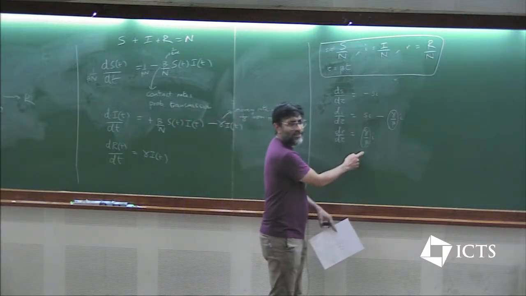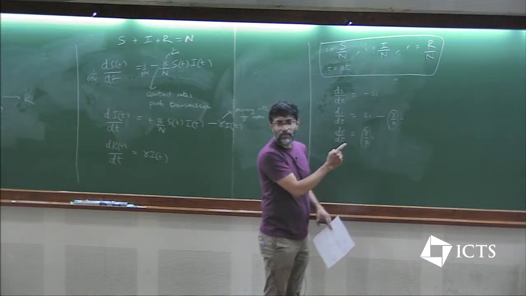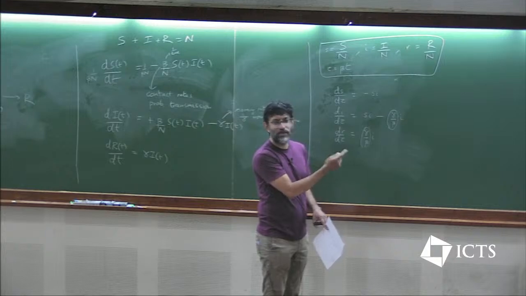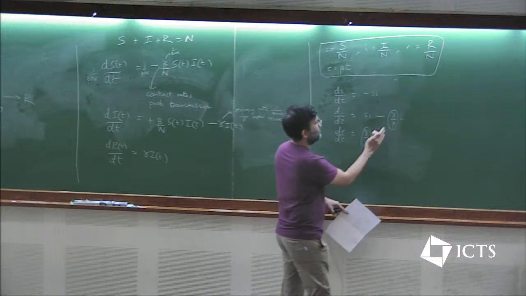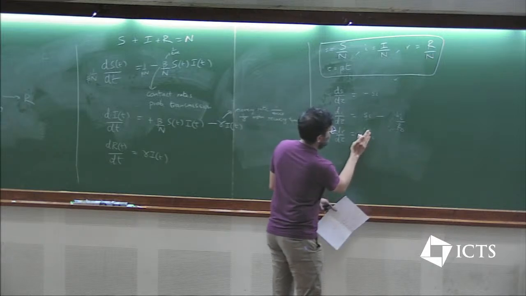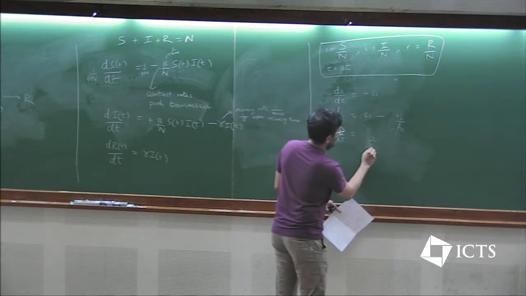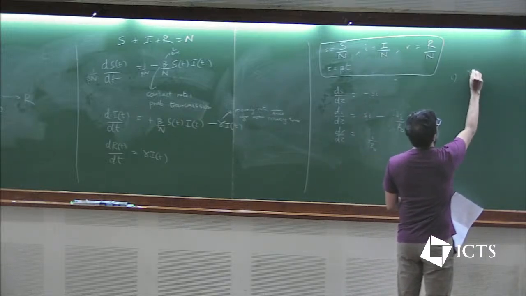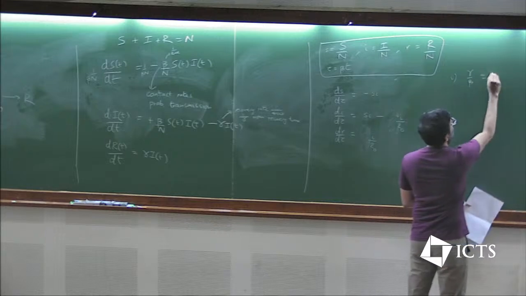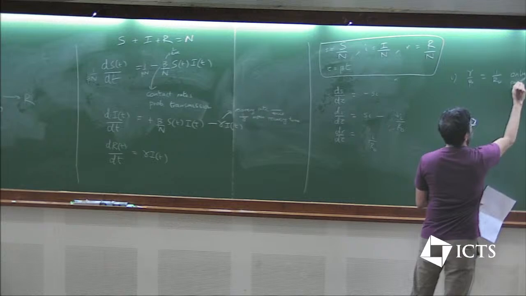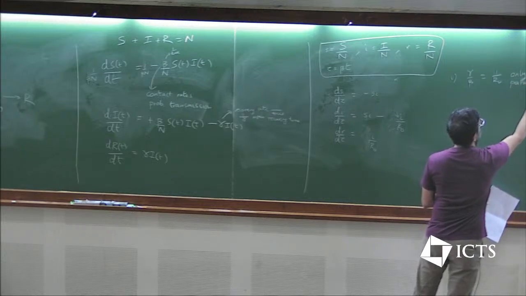What is this parameter? Can somebody guess? Given everything I've said before, it must be related to R naught, right? And it is, in fact, related to R naught. It's actually 1 by R naught. So let's just list out the facts here. 1, gamma by beta, which is 1 by R naught, is the only parameter that matters, okay? That's something we've learned, okay?